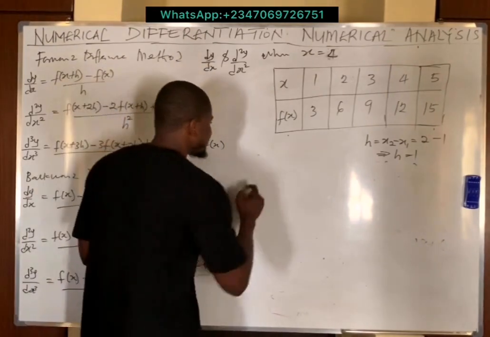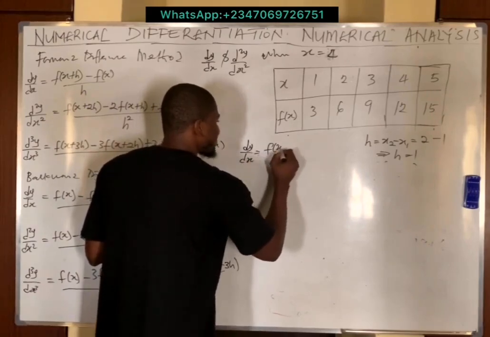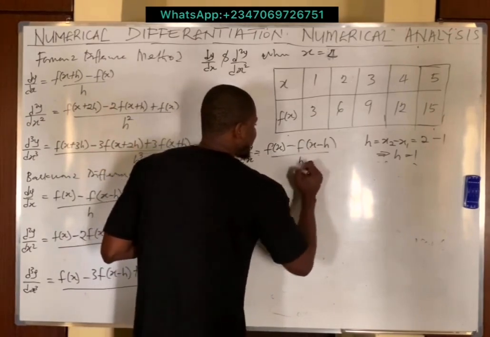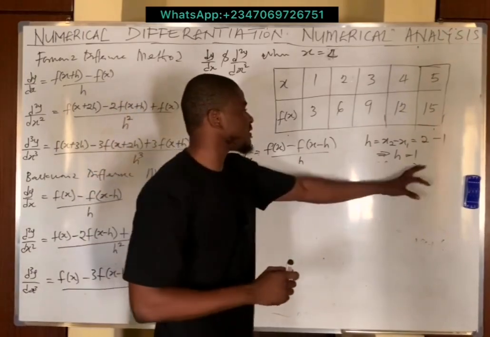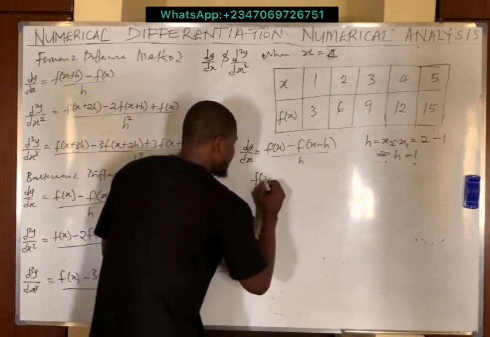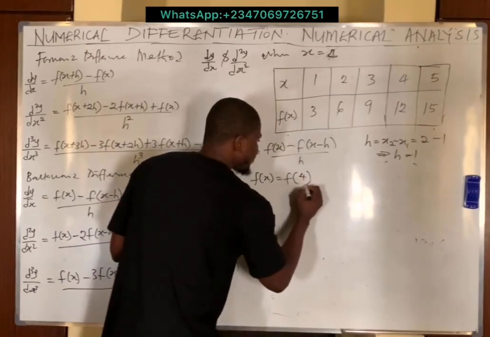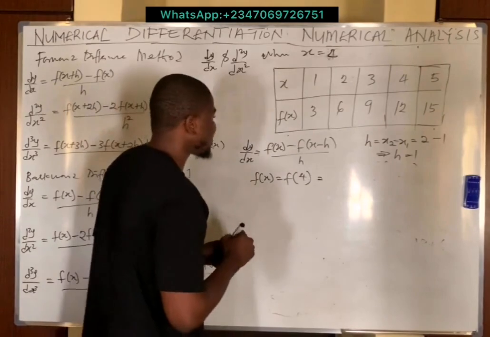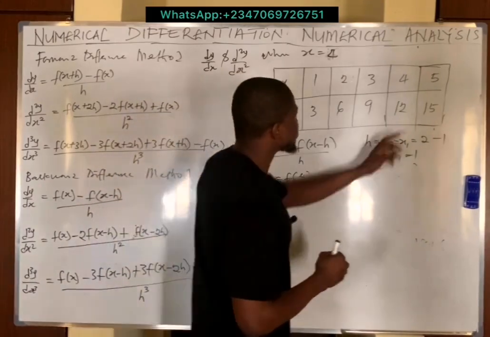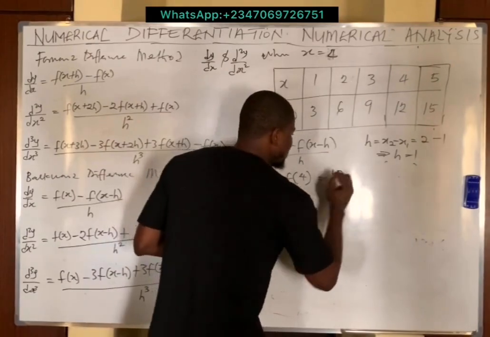For the backward difference, remember the formula: dy over dx, the first derivative, becomes f of x minus f of x minus h, all over h. We know what our h is, the value is 1. And we know what f of x is. F of x is f of the point, which is now 4, so it becomes f of 4. What is the value of y when x is 4? That's what it means. The value here is simply 12. So f of 4 is simply 12.